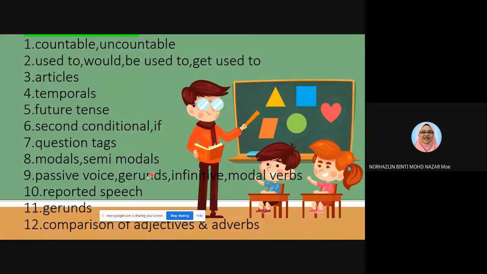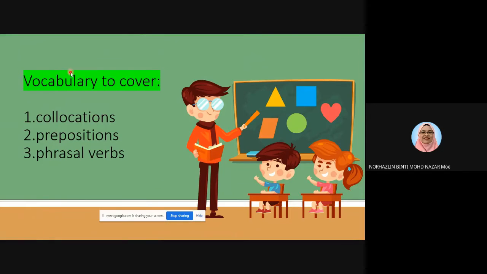Gerunds, what is gerunds? So here pun belajar gerunds. This is also another gerunds. Number 12, comparison of adjectives and also adverbs. When to use, bila nak guna comparison of adjectives and adverbs. Basic knowledge: adjective is to help the noun, adverb is to help the verb. Okay, look at the vocabulary.